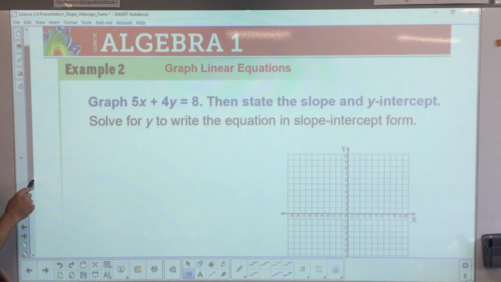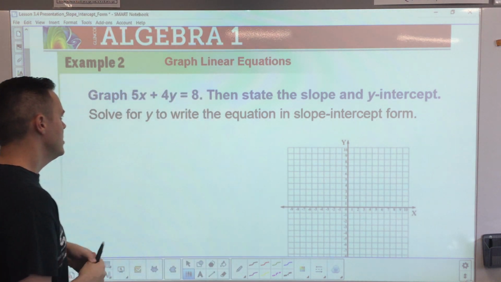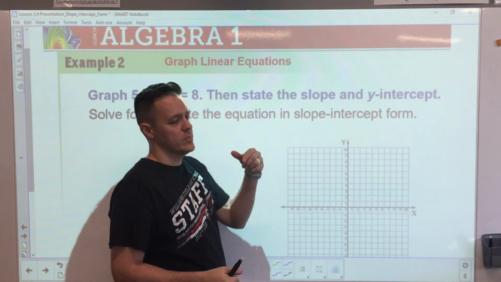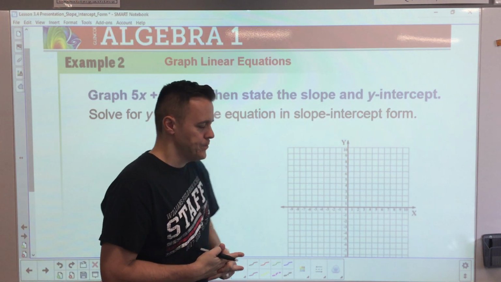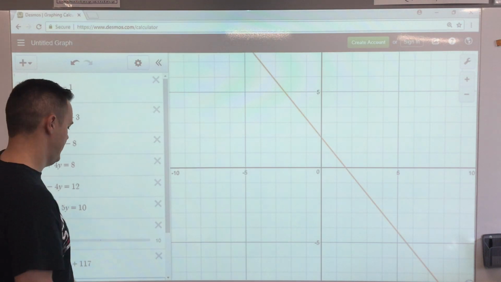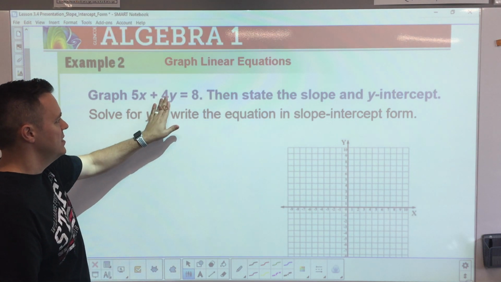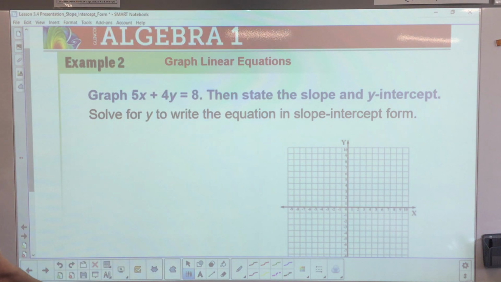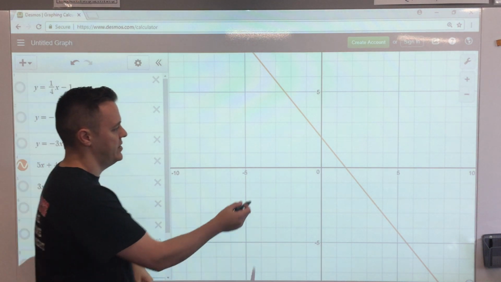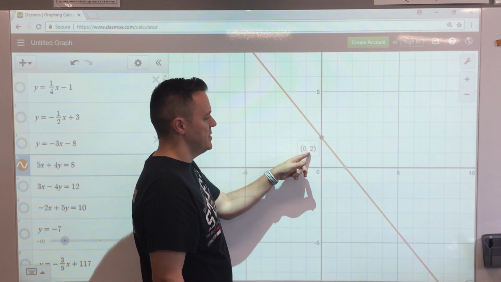All right, next. Graph this equation, then state the slope and the y-intercept form. So, solve for y to write the equation in slope-intercept form. There are 2 ways to do this. First and foremost, technically you could graph it. If I go back to this equation, it says 5x plus 4y equals 8. On Desmos, I jumped on there, 5x plus 4y equals 8. I've already graphed it. So what I can tell from this is my y-intercept is going to be 2.